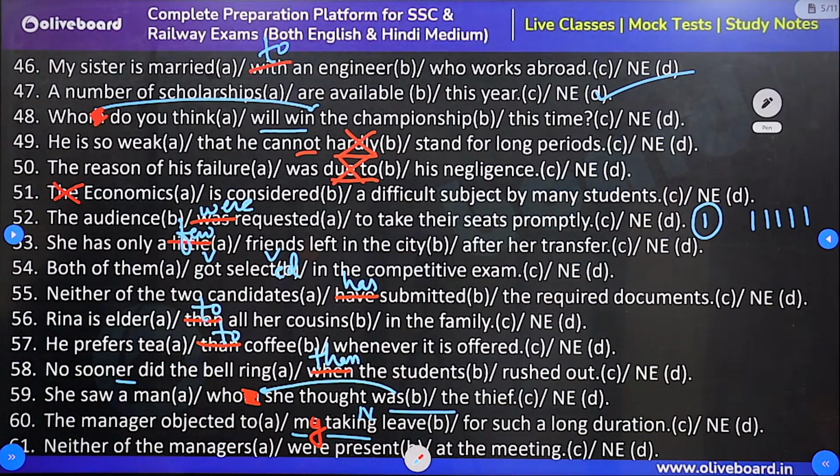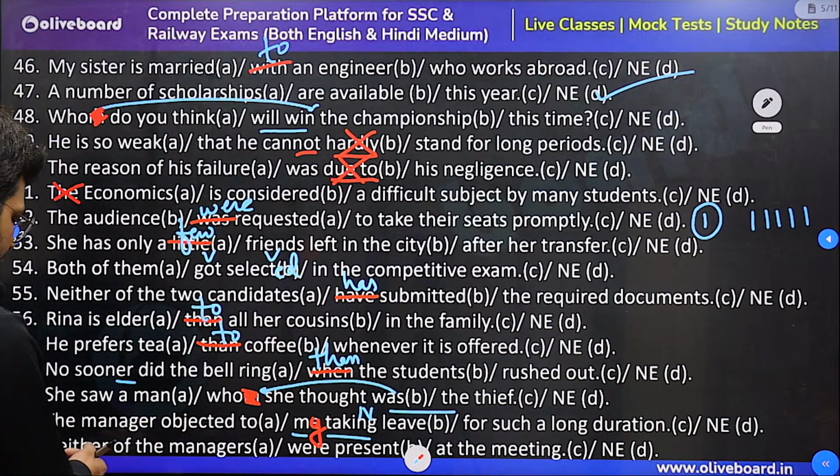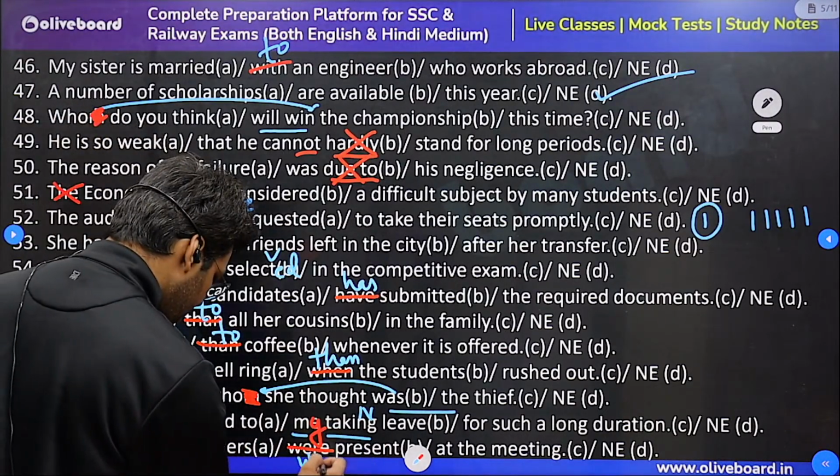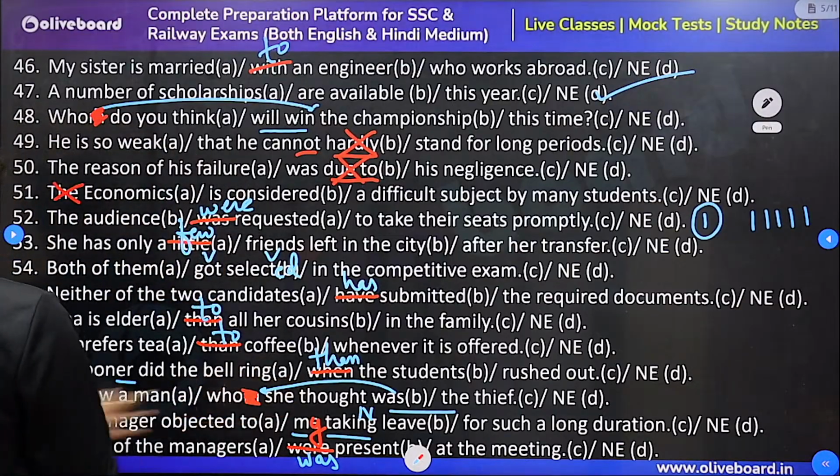Superb, Divya. Yep. And neither of them, once again, neither represents zero. Why are we putting a plural verb for that? Singular. Next.